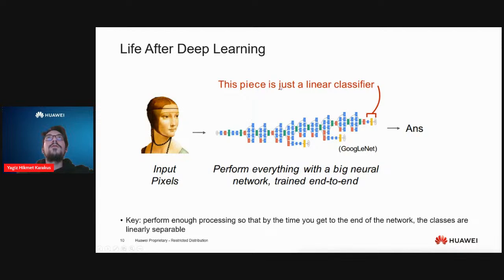But nowadays we just give our input pixels and perform everything with a big neural network trained end-to-end. So we actually concatenate lots of linear classifiers. GoogLeNet did that: we just give our input pixels and we get the predictions and train our model very easily. We keep performing enough processing so that by the time you get to the end of the network, the classes are linearly separable. So as I mentioned, we just use lots of linear classifiers.